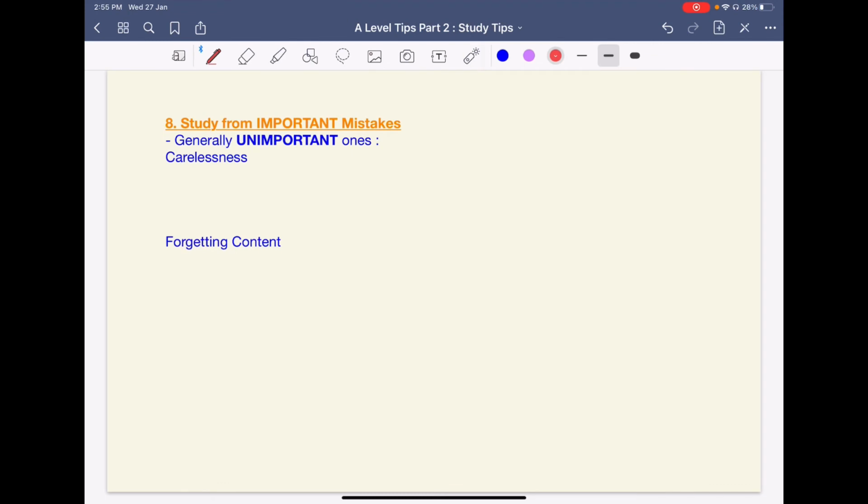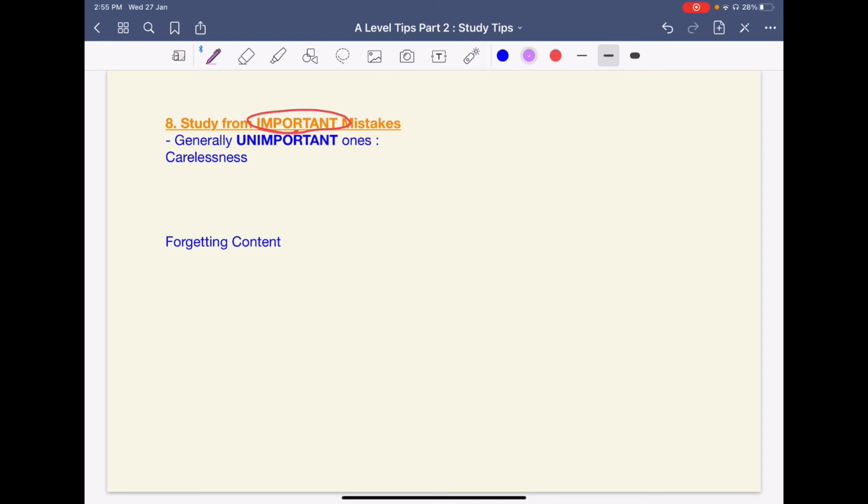My next tip for you is to study from important mistakes. Learning from mistakes is a very important process in your learning, since mistakes are the gaps in your understanding. Learning from them will help to fill those gaps. But generally, there are a few unimportant mistakes in a sense, and of course it depends on the scenario whether you should learn from it.